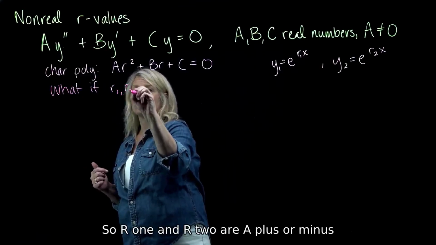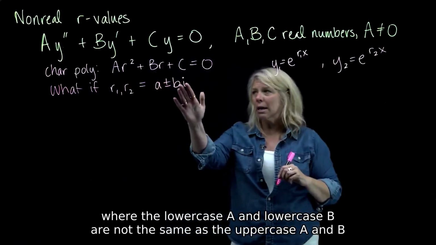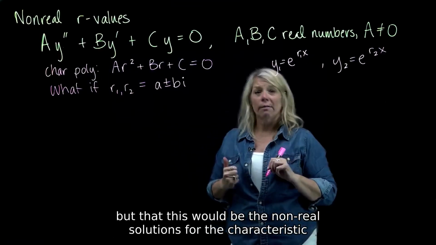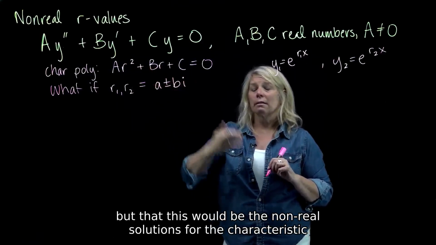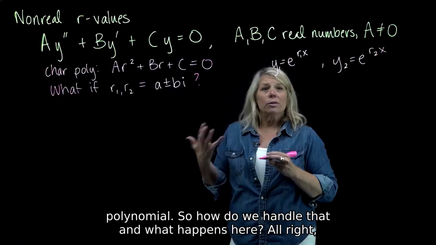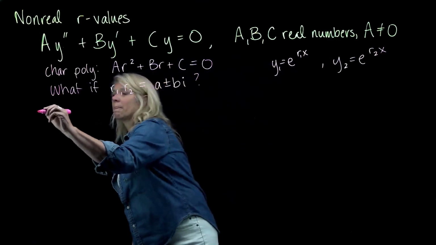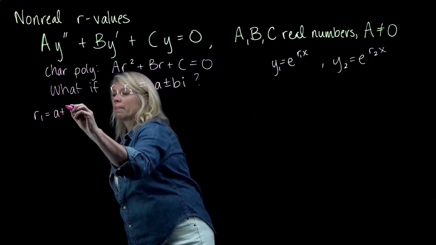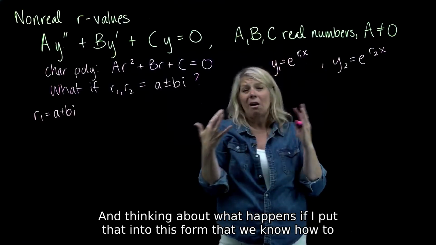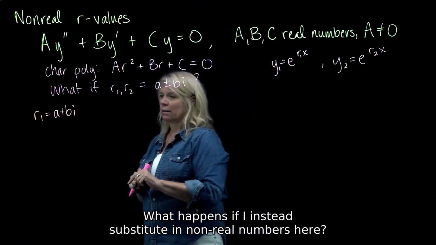So r1 and r2 are a plus or minus bi, where the lowercase a and lowercase b are not the same as the uppercase A and B here, but this would be the non-real solutions for the characteristic polynomial. So how do we handle that and what happens here? All right, so I'm going to just start by taking r1 to be a plus bi, and thinking about what happens if I put that into this form that we know how to use for real numbers. What happens if I instead substitute in non-real numbers here?